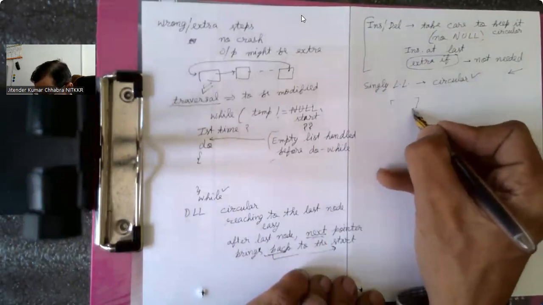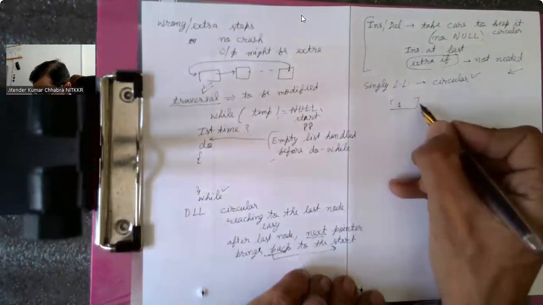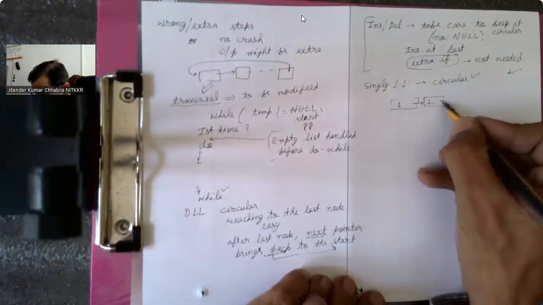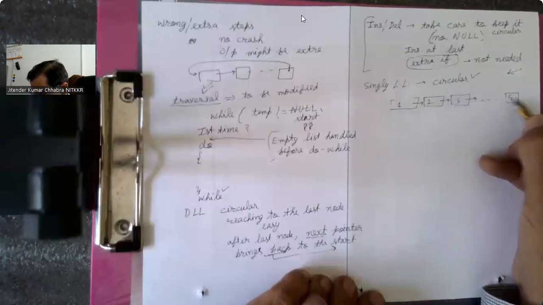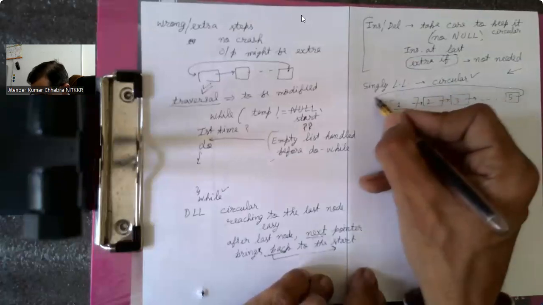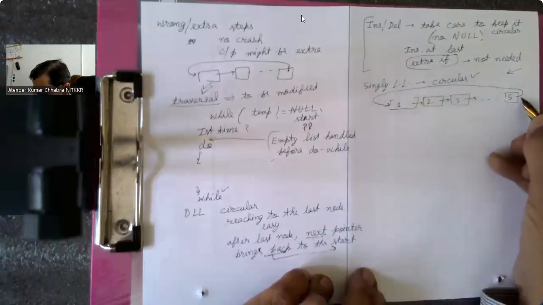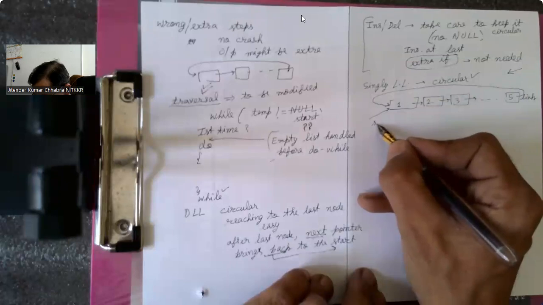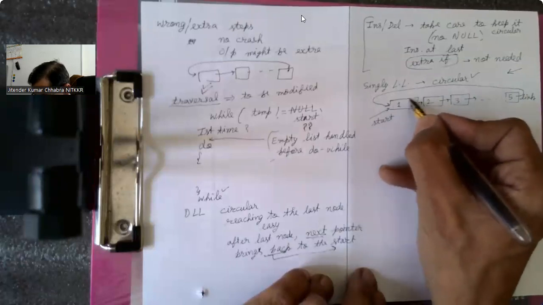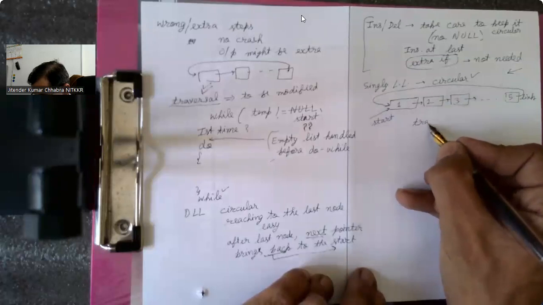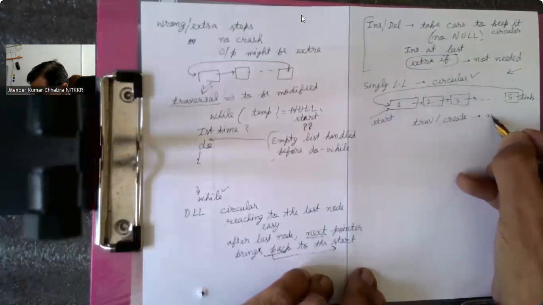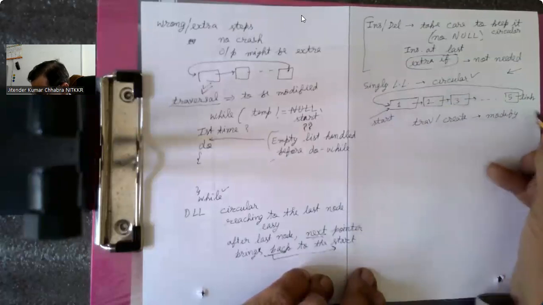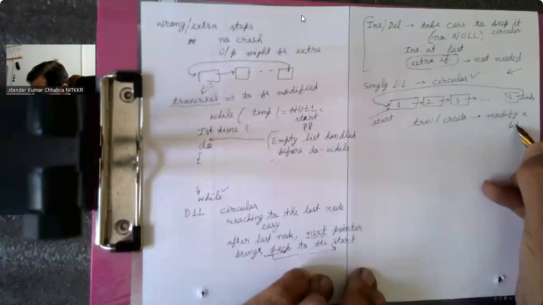So a circular singly linked list will mean I have here 1, then I have here 2, I have here 3, and so on, let's say 5. Now 5 will not be null. 5's next, or 5's link, will point to the start. Of course, for traversal and creation, you have to modify your code a bit so that this null is not there.